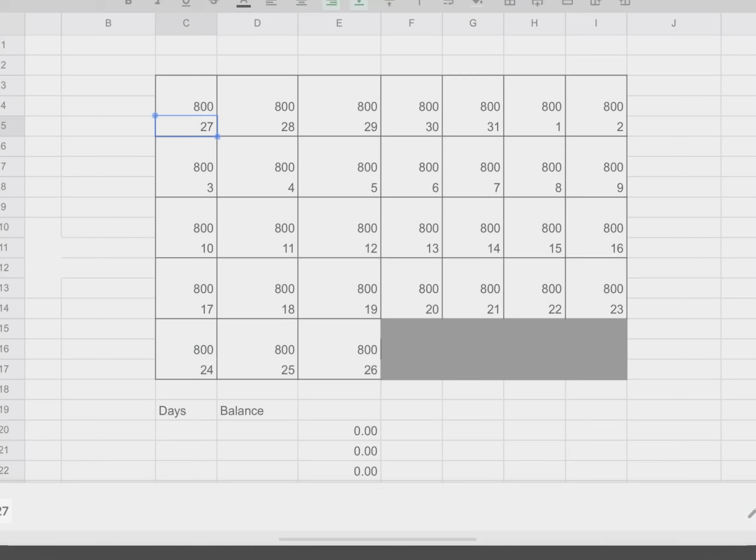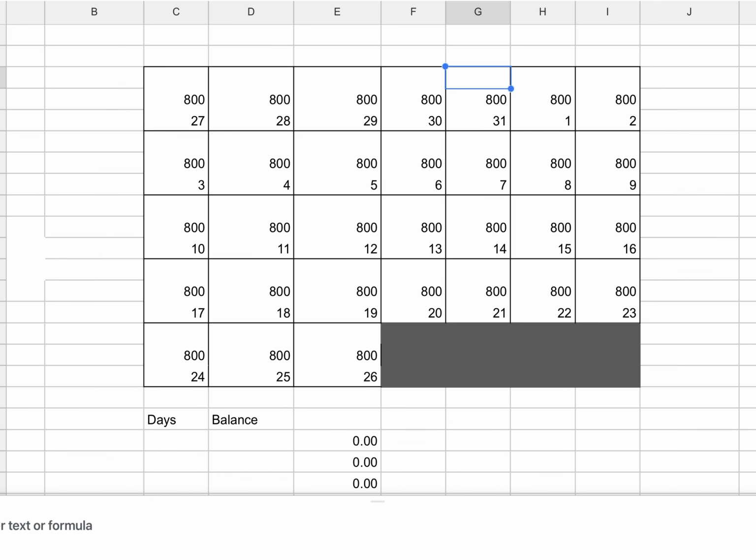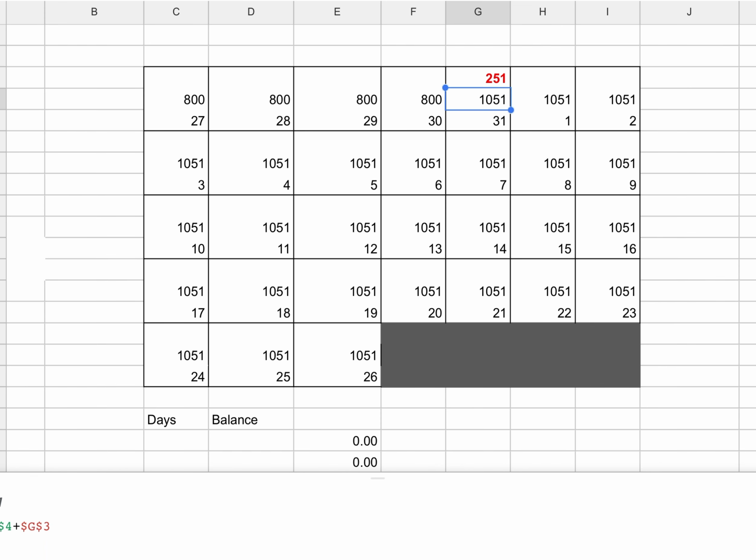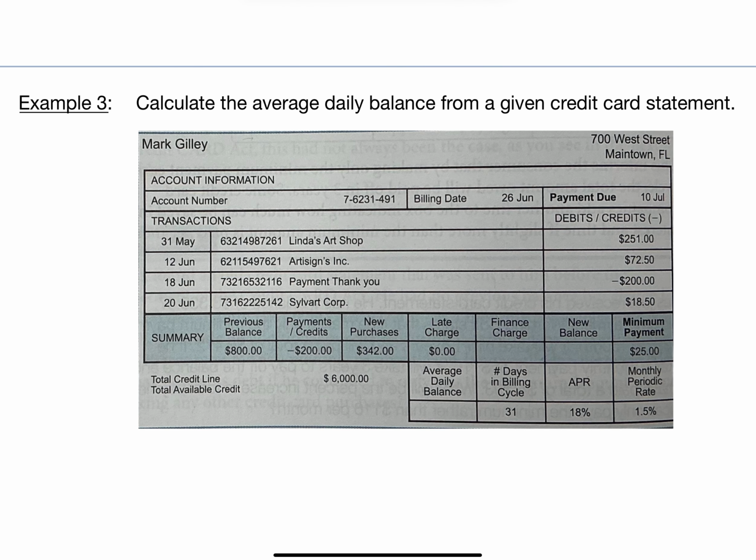Okay, so we're going to notate that on the 31st, that $251 took place. Okay, so I have my spreadsheet automatically calculating the sum. We were running an $800 balance until the 31st. There was a charge of $251, so that amount gets added to the $800, and now the current balance is $1,051.